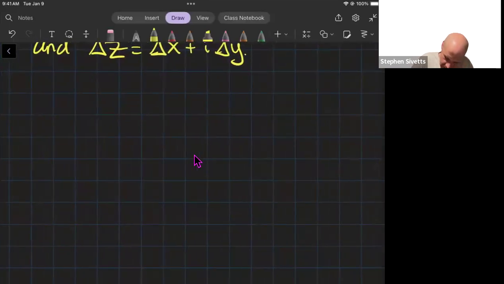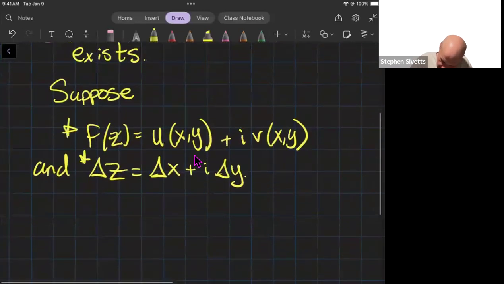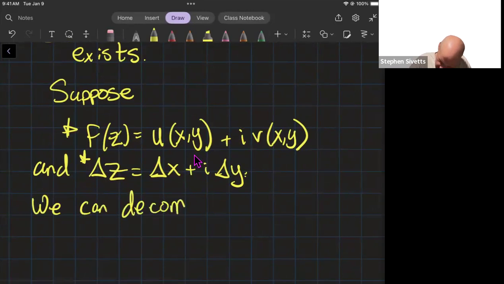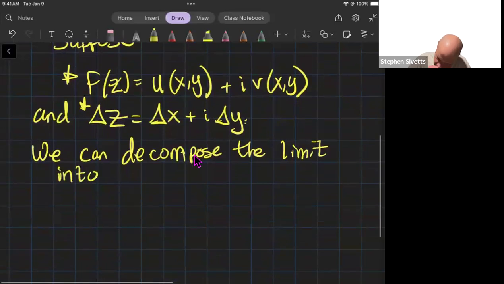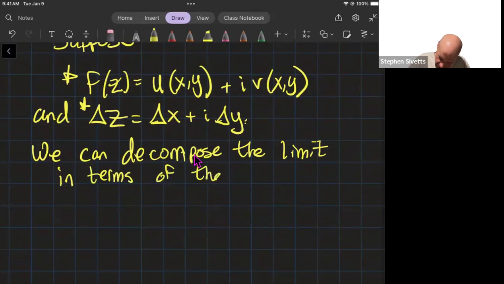So by using these definitions, we can decompose the limit into components. We can decompose the limit in terms of the real and imaginary components.